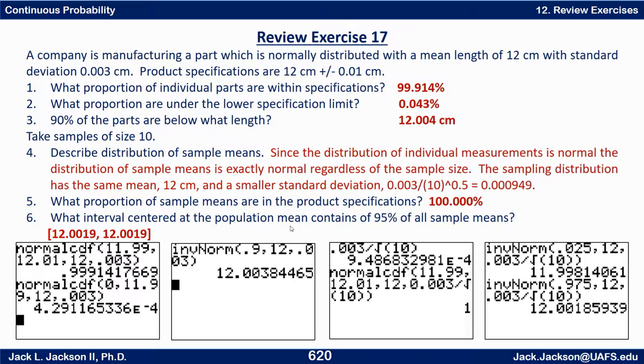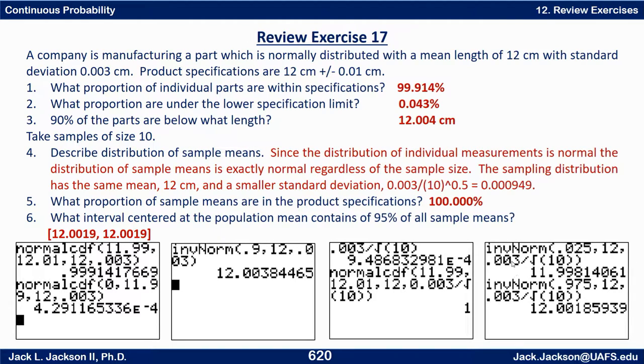What interval centered at the population mean contains 95% of the sample means? All right, now think about this a minute. If 95% is in the center, that leaves 5% that's not covered. That 5% is divided evenly between the two tails. So the tail on the left has 0.025, and the other tail has 0.025. So if we found the boundary of that left tail, there'll be 0.025 to the left. So that's an inverse norm of 0.025.